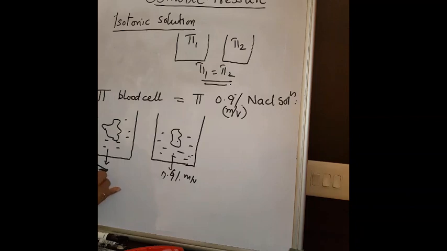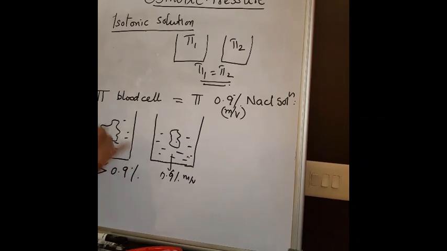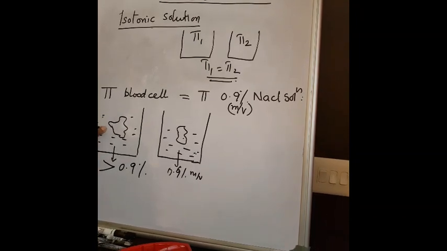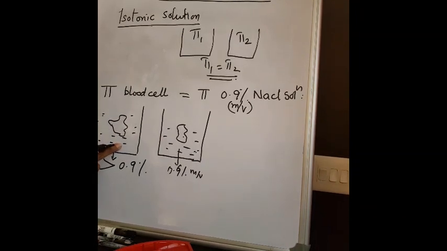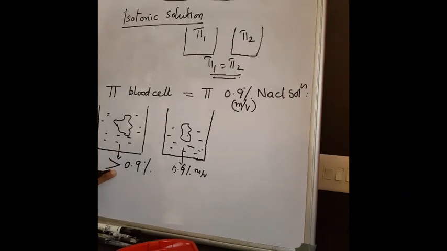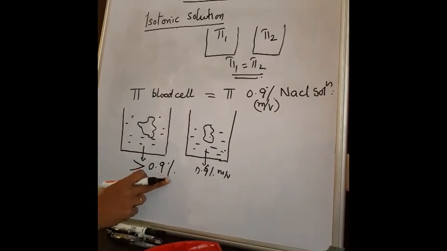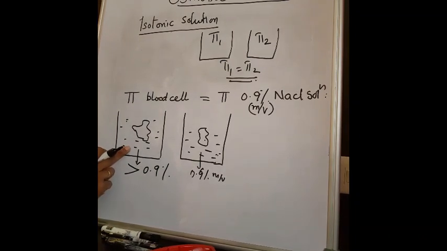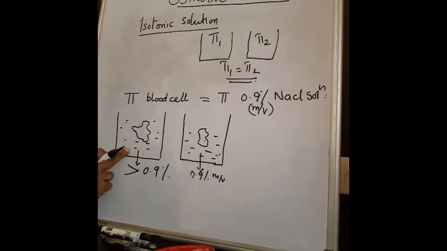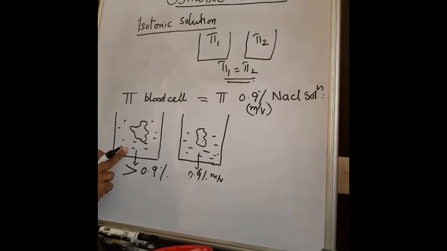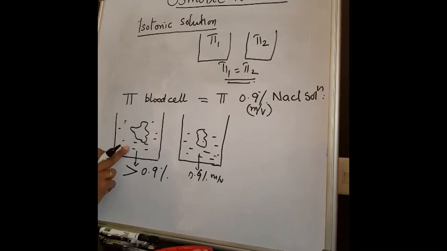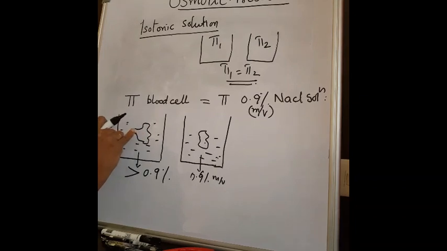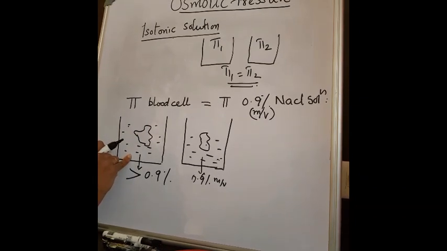Now, let us see what will happen if we put a blood cell into a solution of NaCl having a concentration greater than 0.9% mass by volume. What will happen? Here the concentration is high, correct? Now, what does osmosis do? Osmosis means the passage of solvent molecules from the lower concentration side of the solution to the higher concentration side, correct?